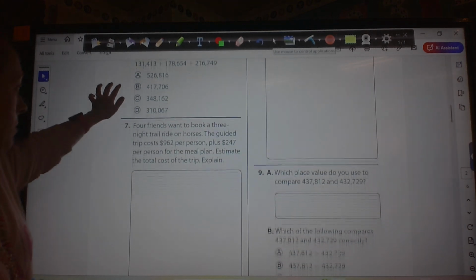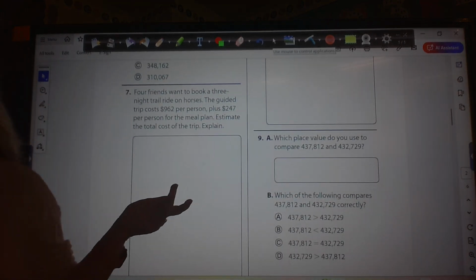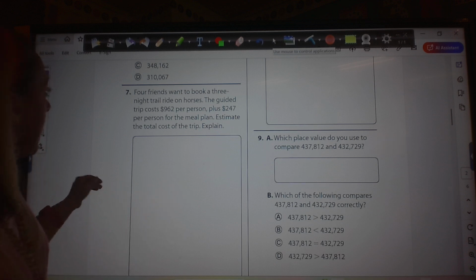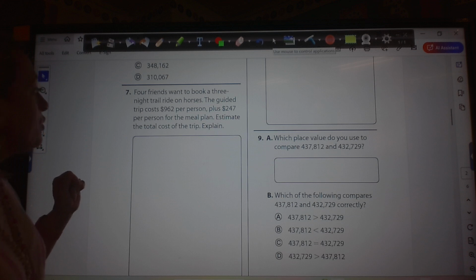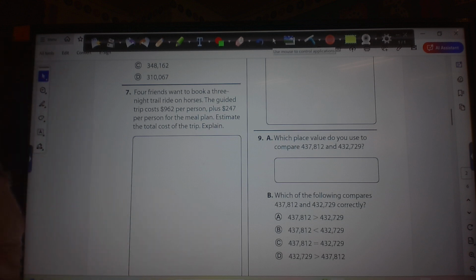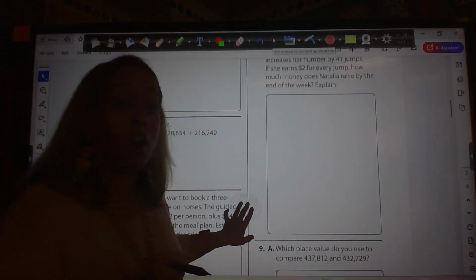Let's go on to number 6. Nope, not helping you with number 6. You're adding 3 numbers together. Okay. Let's see. 4 friends want to book a 3-night trail ride on horses. The guided trip costs that much per person plus that much per person for the meal plan. Estimate the total cost of the trip. No, not going to help you with that. You can work in your groups to figure that out. There are some clue words in there that you're going to need to figure out.